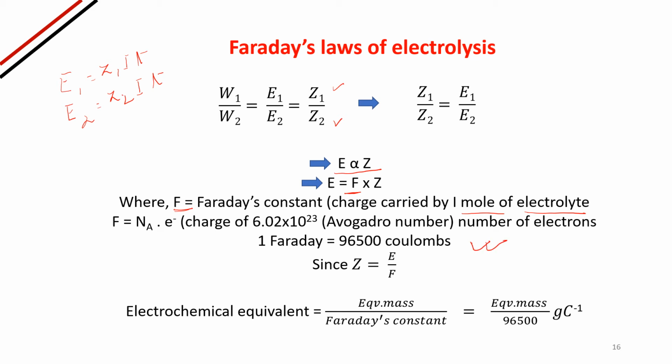This is very important to know, since Z is equal to E by F. From here we get E is equal to F into Z. From there, Z is equal to E by F. Okay. So the electrochemical equivalent, that is Z, is equal to the equivalent mass E divided by Faraday's constant, or we can write equivalent mass by 96500 gram coulomb minus 1. Am I clear, children?